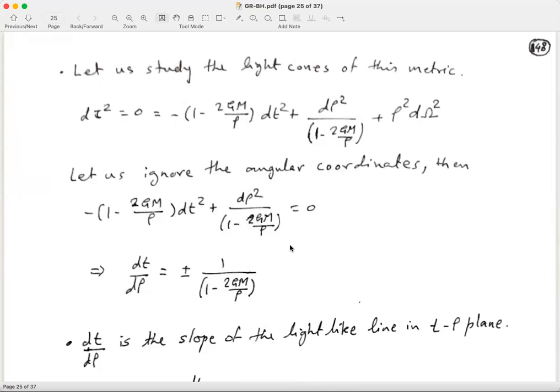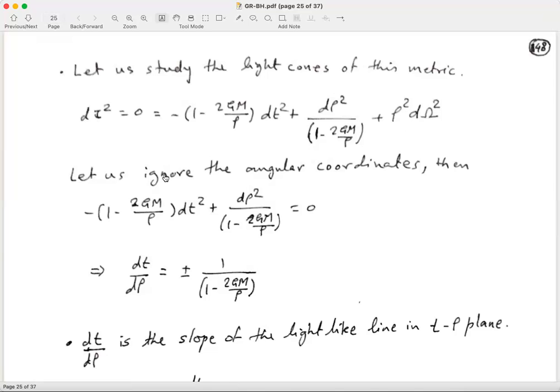So let's try to study light cones. To study light cones, we will write down the proper time, but set that equal to 0, simply because we are looking at light cones. And then we will just ignore the angular part of the metric, because typically to study light cones, you don't really look at the angular part.